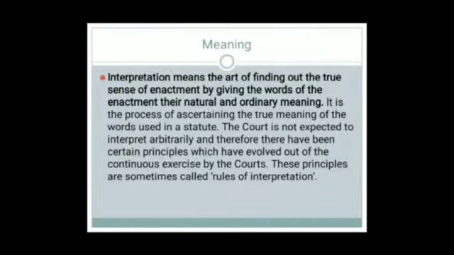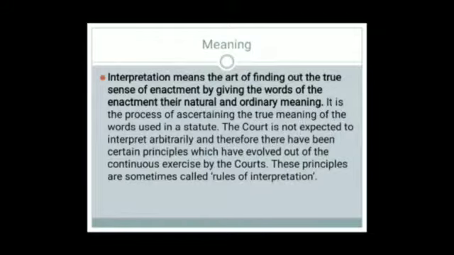Interpretation means the art of finding out the true sense of enactment by giving the words of the enactment their natural and ordinary meaning. So it is the process of ascertaining the true meaning of the words used in a statute. The court is not expected to interpret arbitrarily, and therefore certain principles have evolved out of continuous exercise by the courts. These principles are sometimes called rules of interpretation. So basically, interpretation of statutes is the correct understanding of law.